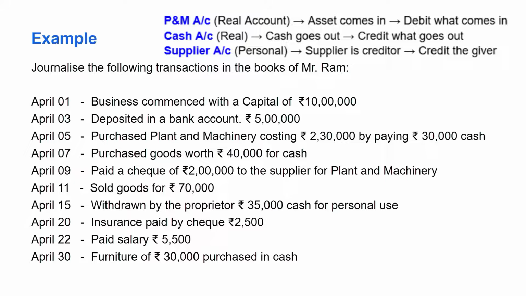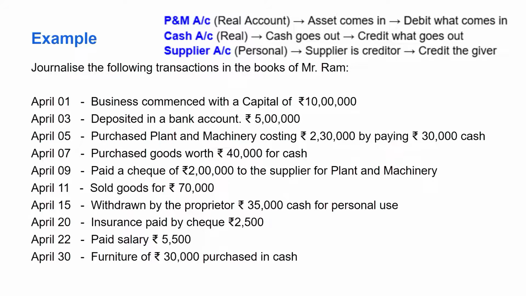So plant and machinery is a real account. Asset comes into the business, so debit what comes in. And cash account is a real account. Cash goes out. So credit what goes out. And supplier is a personal account. And supplier is a creditor. So credit the giver.